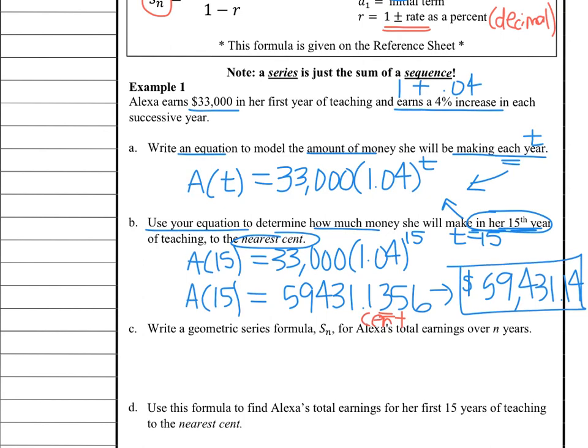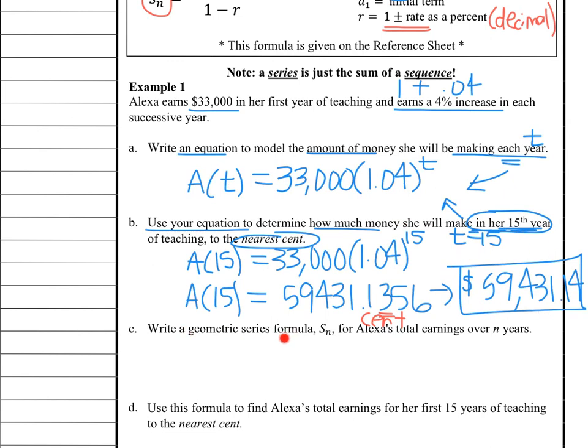So again, after plugging in 15 into our just regular compounding formula, this is how much she will make in her 15th year. Not how much she's made all together added from year 0 all the way up through year 15. This is just in her 15th year she would make this money.